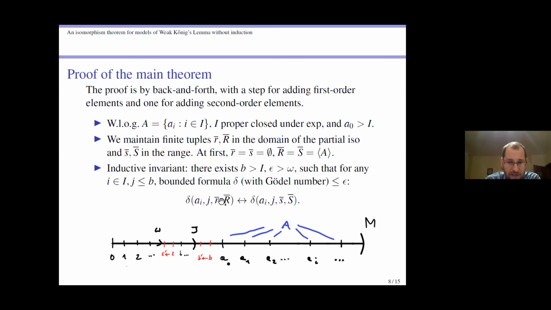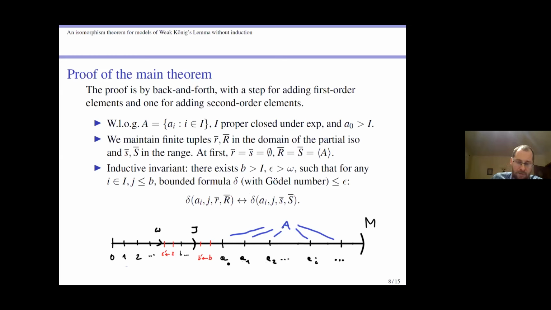this parameter J, and our tuple from the domain of the partial isomorphism, if and only if it's true about Aij and the tuple from the range. Of course, this is expressed using a truth definition for bounded formulas. So that's the point. And along the way, during the construction, you add stuff to the tuples naturally, and you decrease this bound on the parameters for which these formulas are equivalent with the R's and the S's, and you decrease the Gödel numbers of the formulas that you consider.